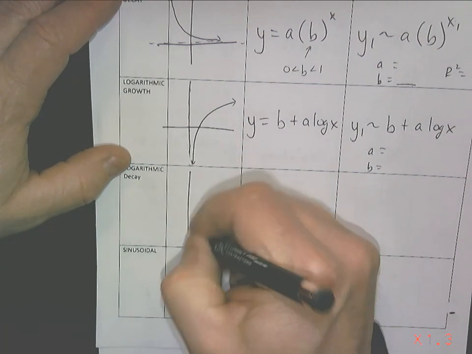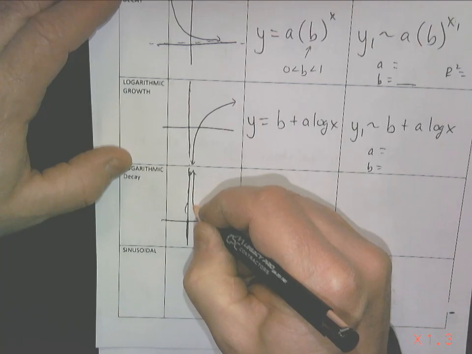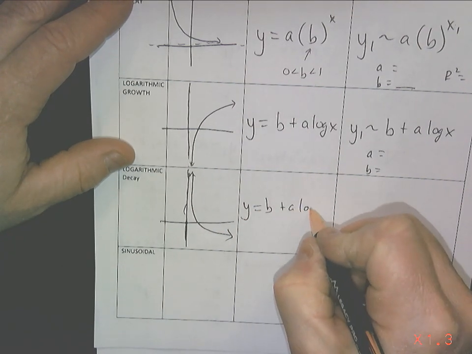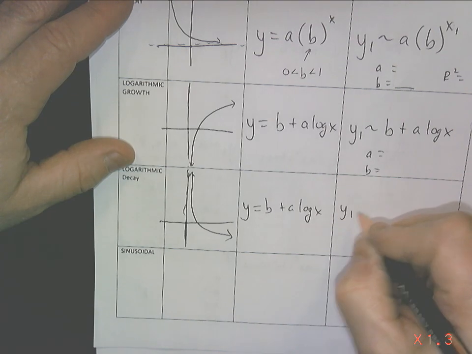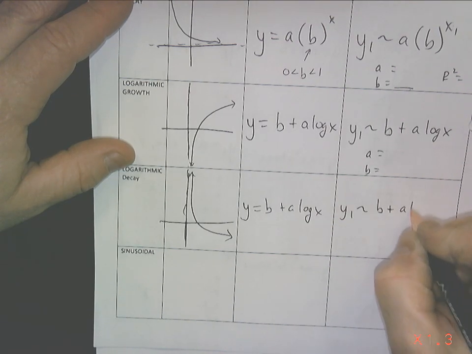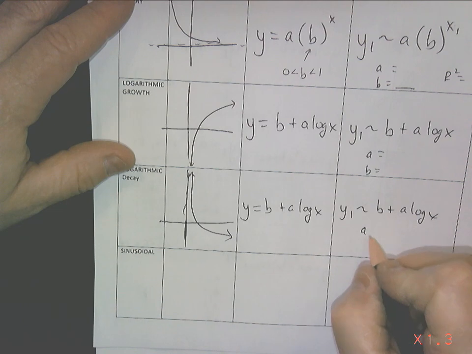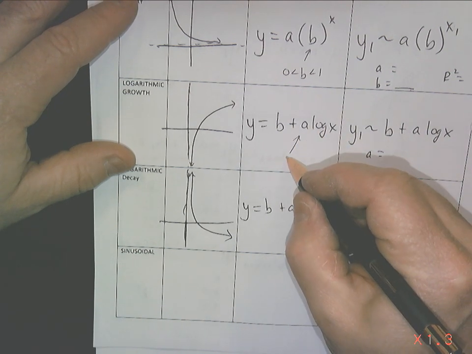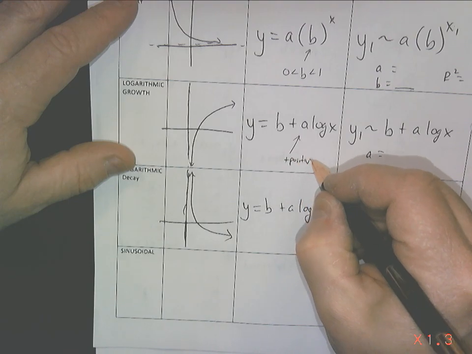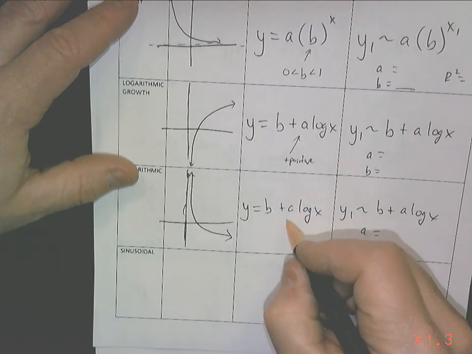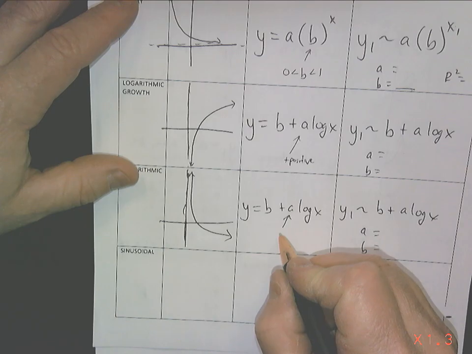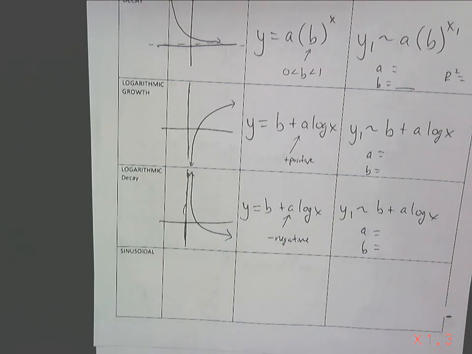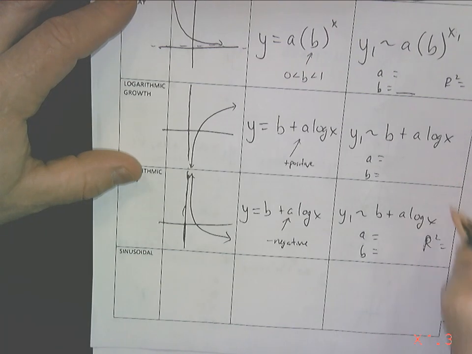And logarithmic decay just goes the other direction. It has the exact same formula. The only difference is the a value here will be positive, because that'll give you your growth. This one here will be negative. And you won't even care about that. It'll just happen. And you'll again have an r squared for both.